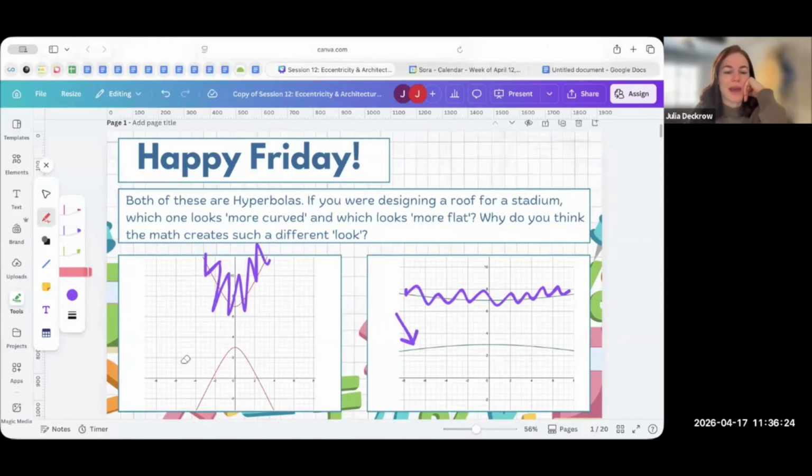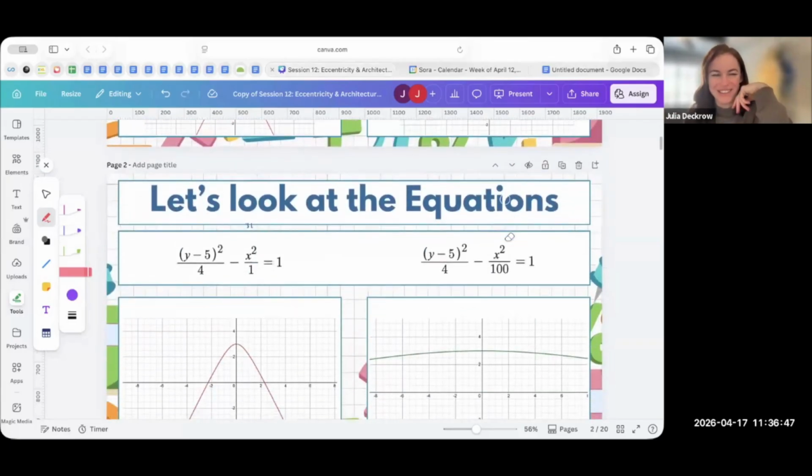Why or how do we think the math creates a different look? So that's actually what we're talking about today. How do we figure out how steep or flat one of these curves is going to be? Does anybody have an answer before we jump in or anything you want to share? I don't expect you to have an answer, but if you do, feel free. That's okay. Okay, let's move on.